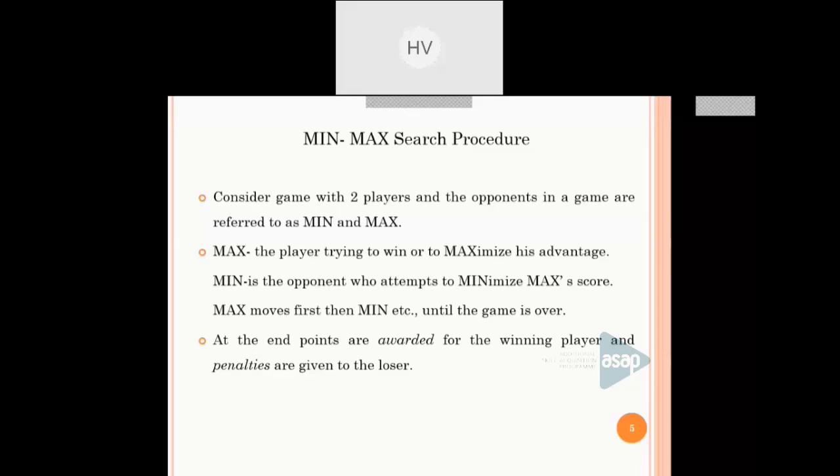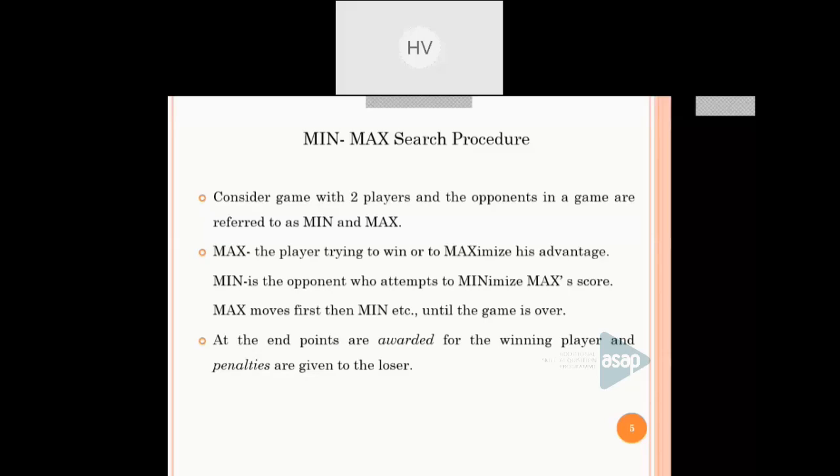But here, apart from this search, as it is a game, we have an opponent also. We have to consider the opponent in mind and proceed. And this minimax algorithm is a search algorithm with two players, player 1 and player 2. Player 1 is called max and player 2 is called min.